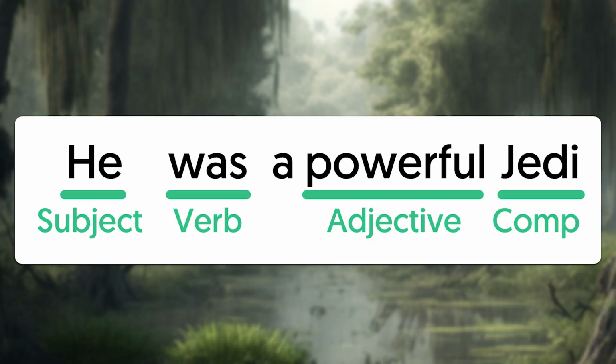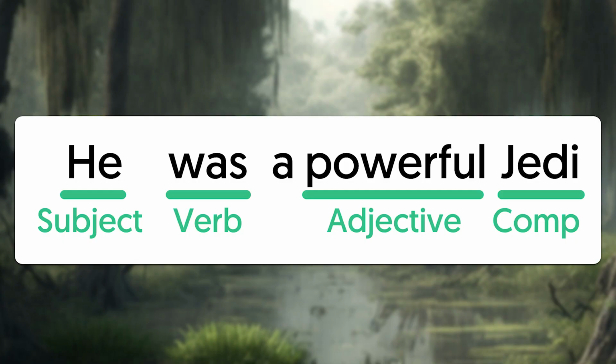If we were going to say this normally, it would be: he was a powerful Jedi. He, subject, was, that is the past verb for is, right? A powerful is not the complement here. We can have an adjective be the complement if it's about the subject. But in this case, powerful is modifying Jedi, not he. The adjective is modifying Jedi, not he. So: he, was, verb, a powerful, adjective, Jedi, complement.